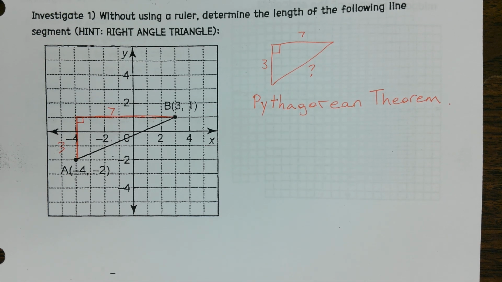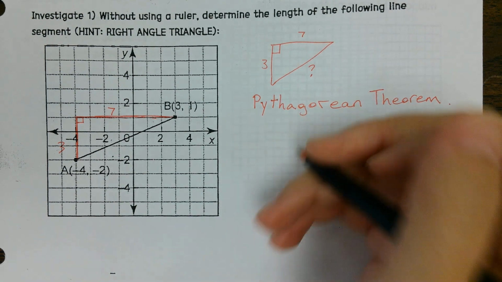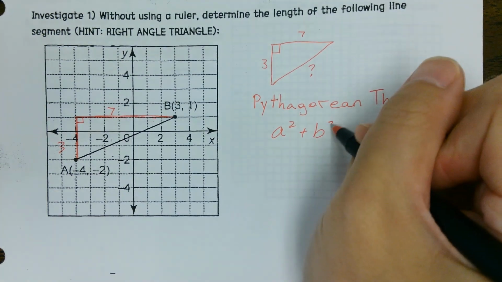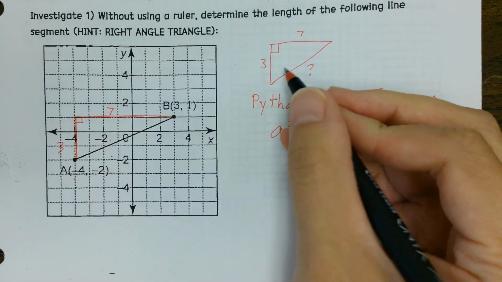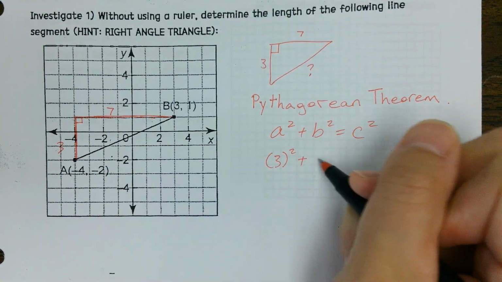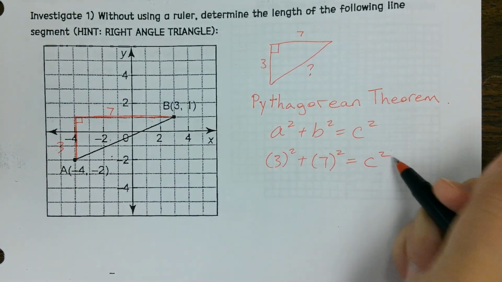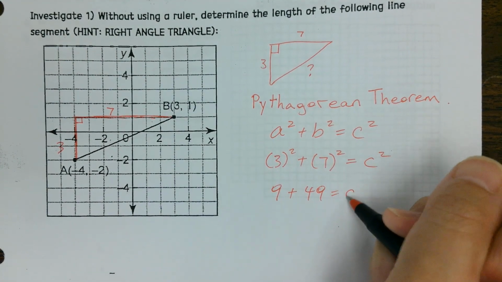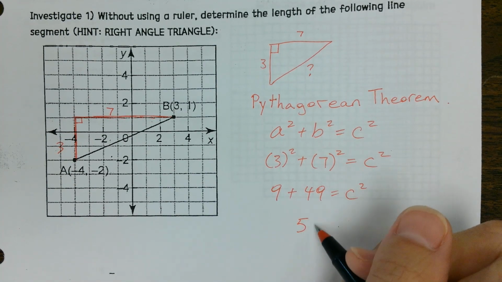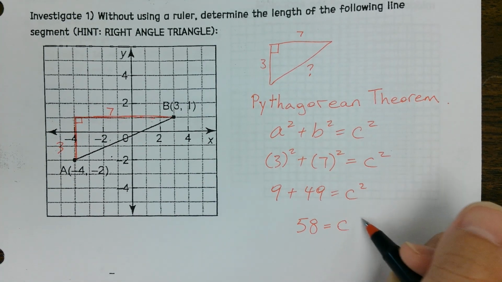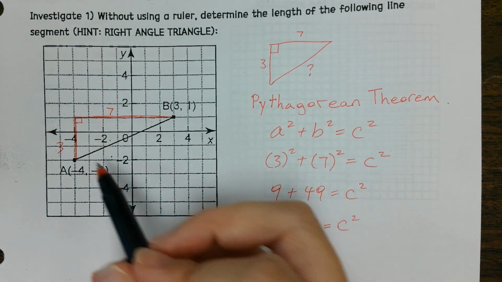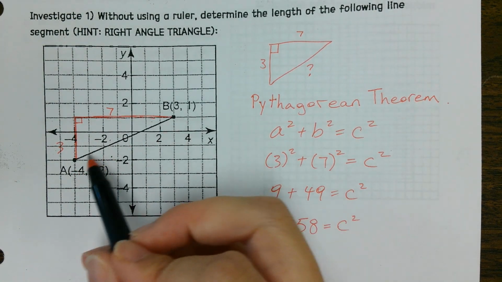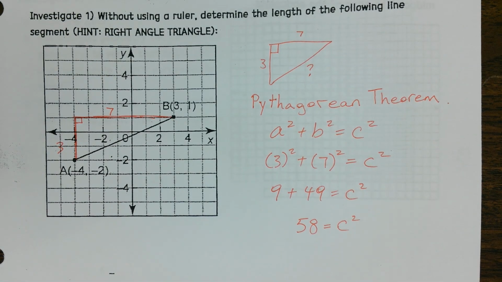Okay, so what is Pythagorean theorem? What is the formula? Joy? So in this case, 3 squared plus 7 squared equals c squared. All right. 9 plus 49, 58. All right. Does that mean this line is 58 centimeters long? That sounds way too big.